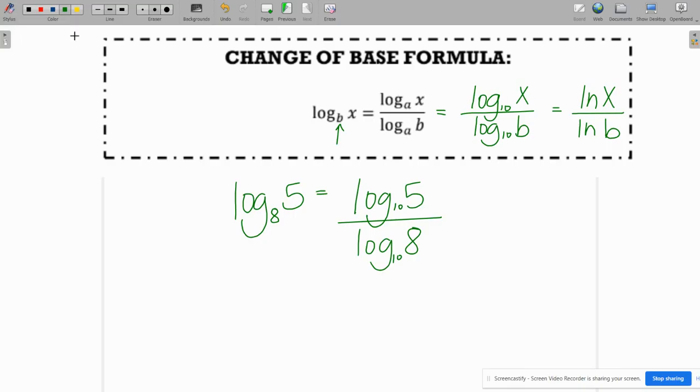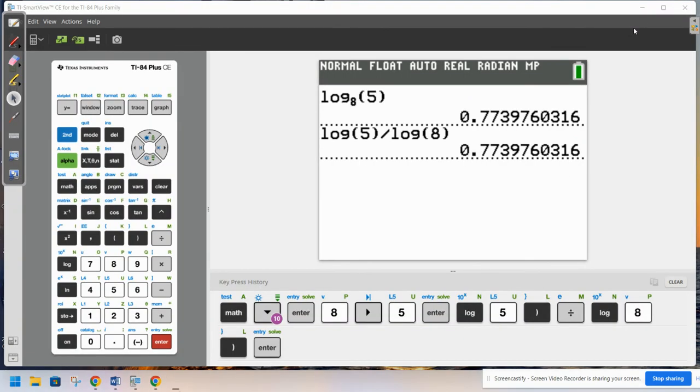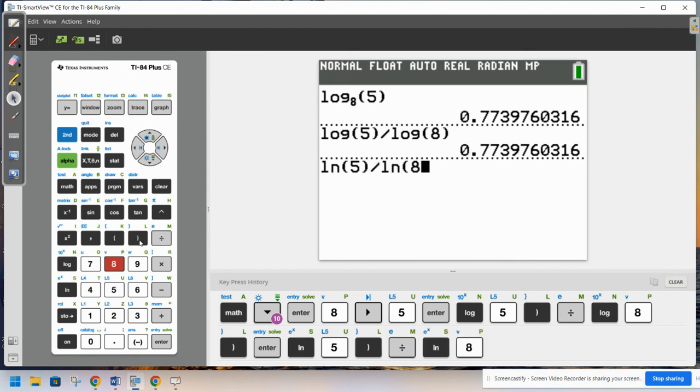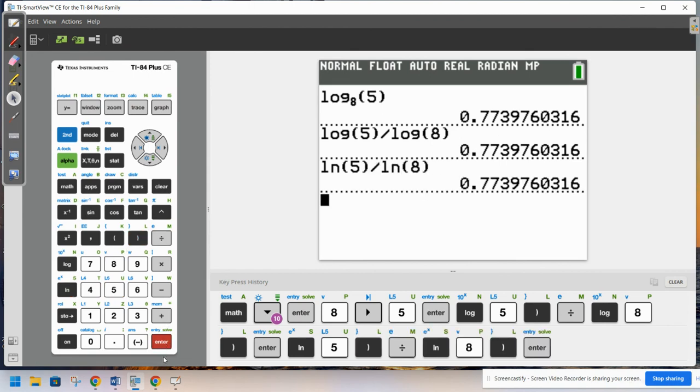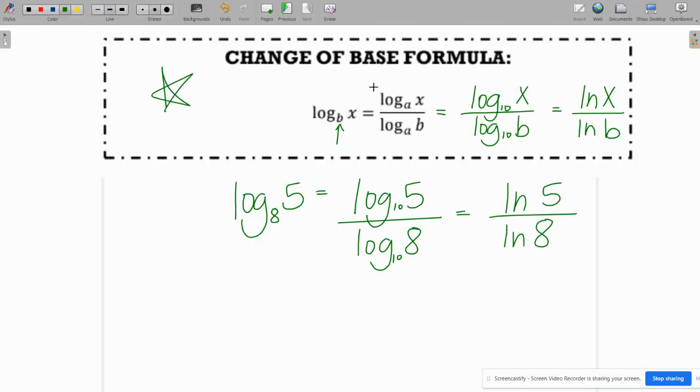Same thing if you opted to use the natural log and you said the natural log of 5 over the natural log of 8, then the natural log of 5 divided by the natural log of 8, you get the exact same solution. So the change of base formula is very helpful when you are considering how to evaluate logarithms using a calculator, especially an older calculator that doesn't let you just type in the base.